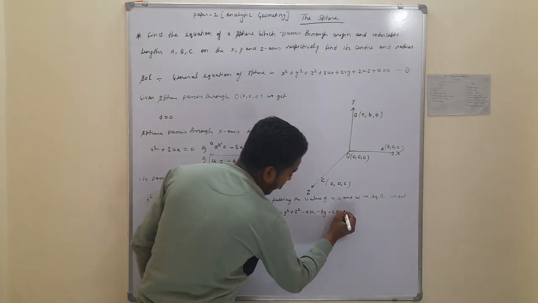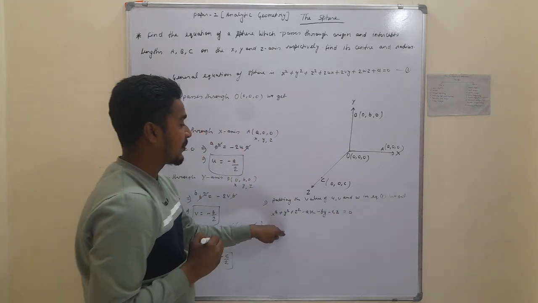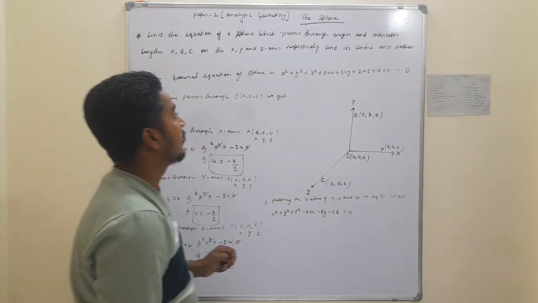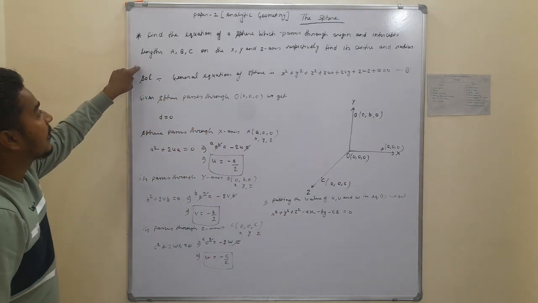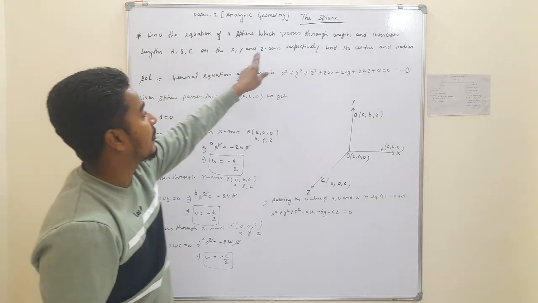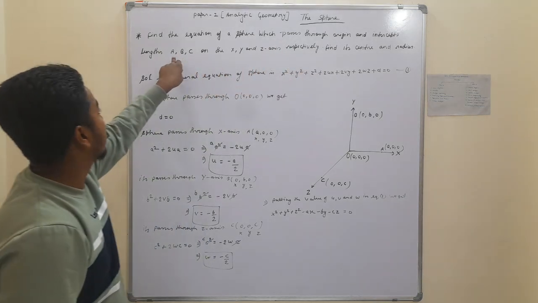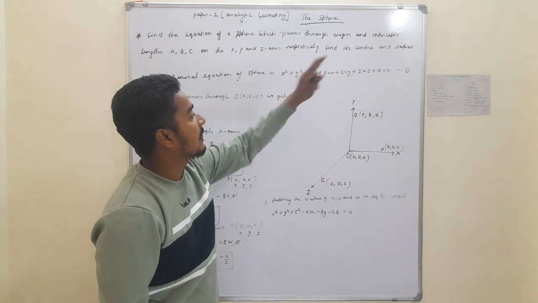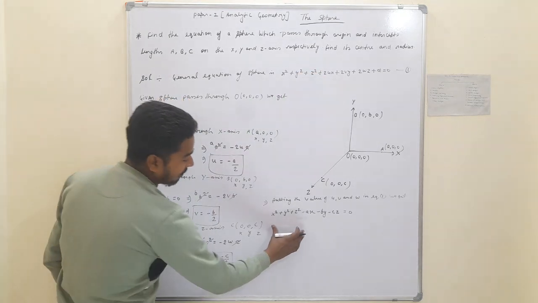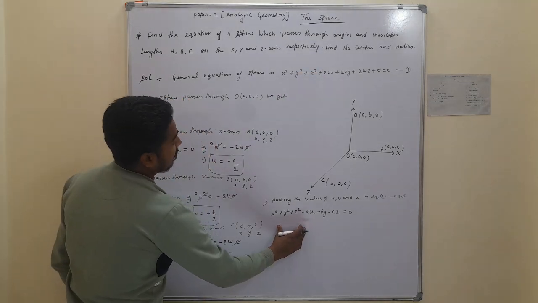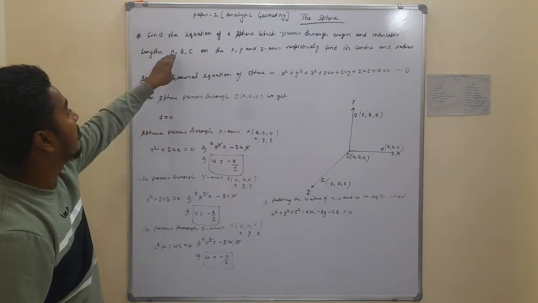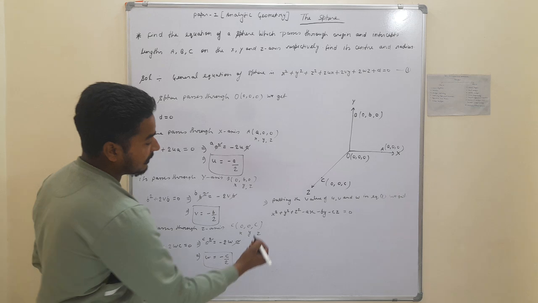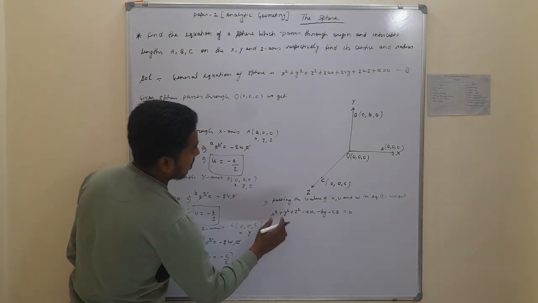So this is the equation of a sphere which passes through the points O, A, B, C. In the given question, it says: find the equation of a sphere which passes through the origin and intercepts lengths A, B, C on the x-axis, y-axis and z-axis. Find its center and radius. So we have to find the radius and center of the given sphere.